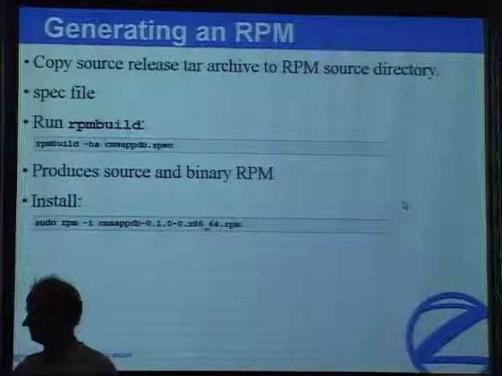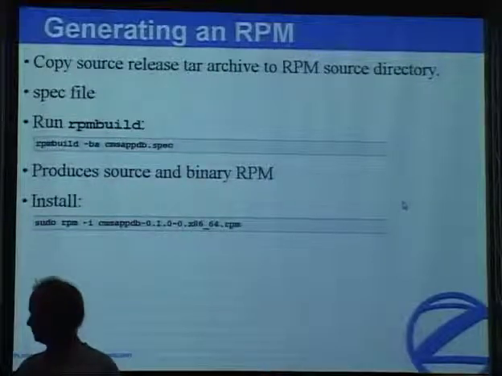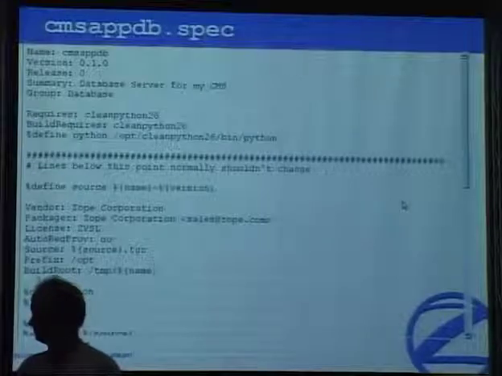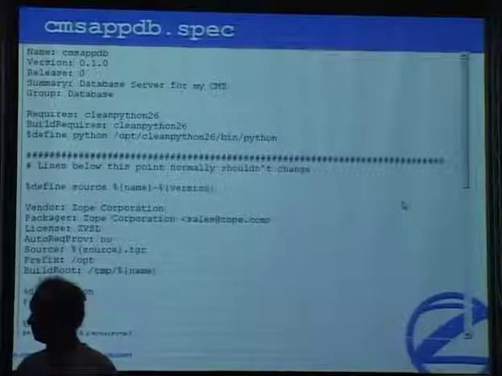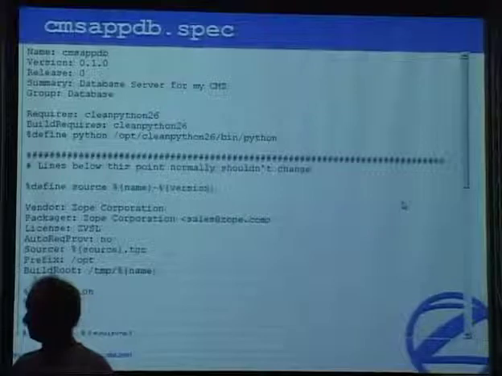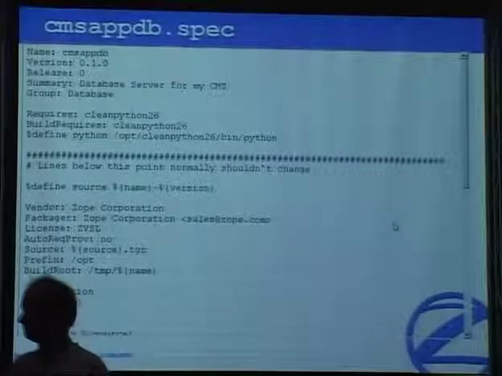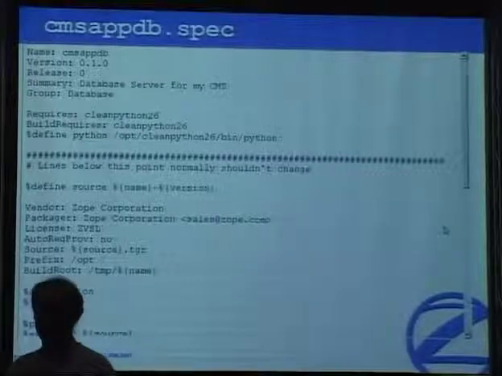When we generate an RPM, we have a fairly generic spec file that we run through RPM build. If you're familiar with RPMs, this will be sort of familiar, and if you're not familiar, you don't care. But if you're interested, the slides give examples of how you might do that.